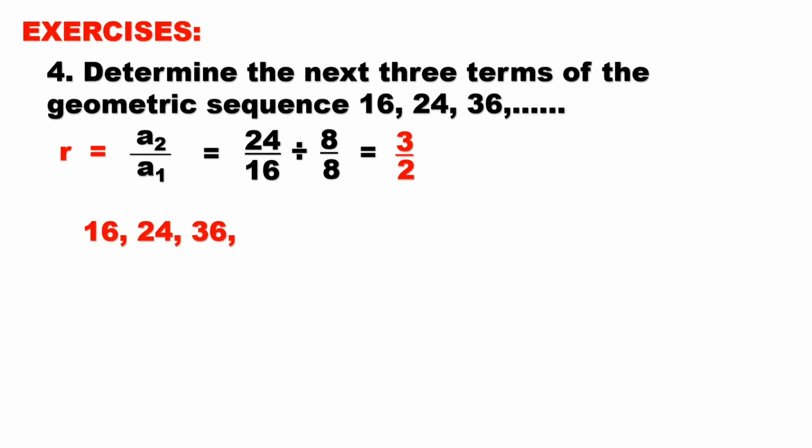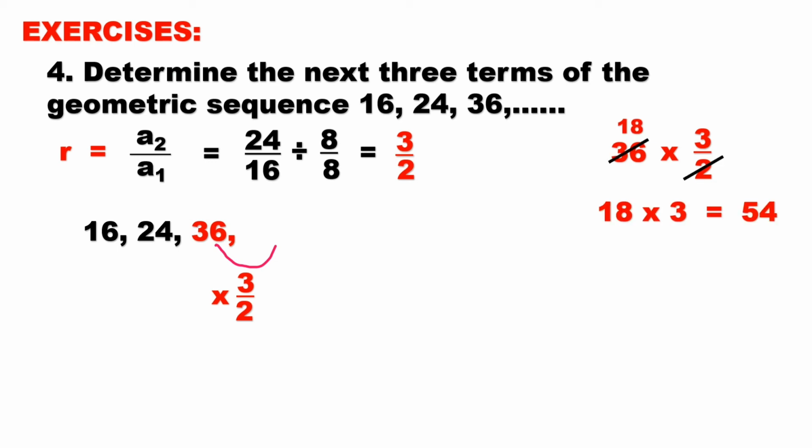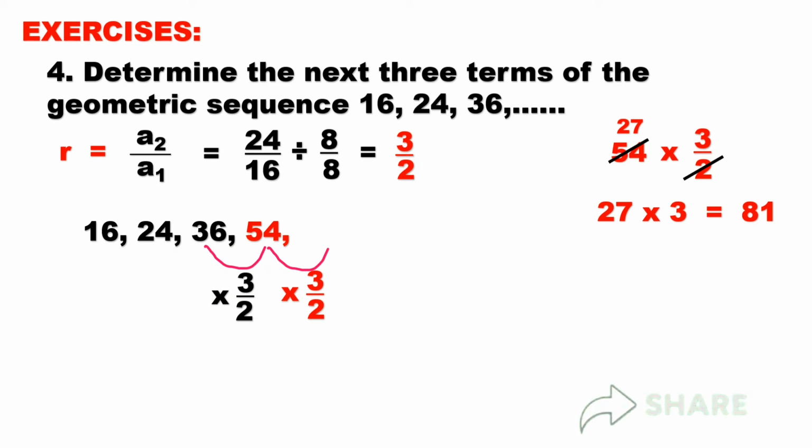To determine the next 3 terms for the geometric sequence 16, 24, and 36, to get the next term to 36, 36 will be multiplied by 3 halves. Cancel 36 and 2, we have 18. 18 times 3 is 54. 54 is the next term. To get the next term, 54 will be multiplied by 3 halves. Cancel 54 and 2, we have 27. 27 times 3 is 81. 81 is the next term.